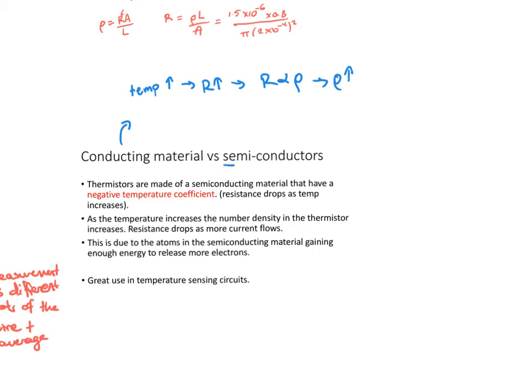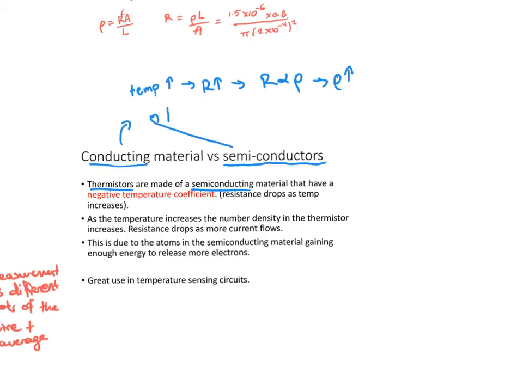But when it comes to semiconducting materials, like a thermistor or an LDR, now thermistors are actually made from semiconducting materials, and we say that they have a negative temperature coefficient, meaning that the resistance will drop as temperature increases. So this is the opposite of what happens for conducting materials.